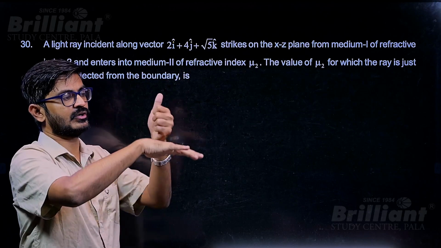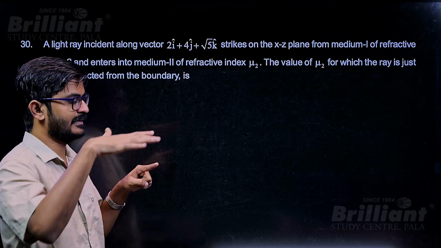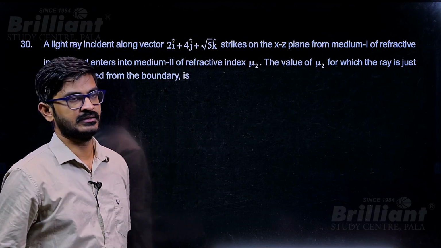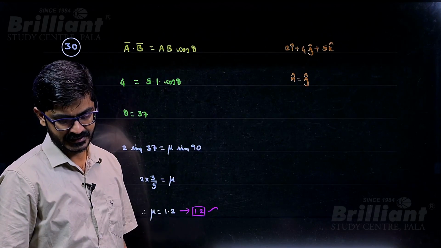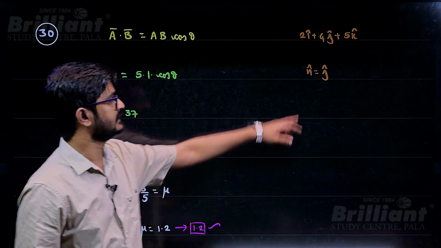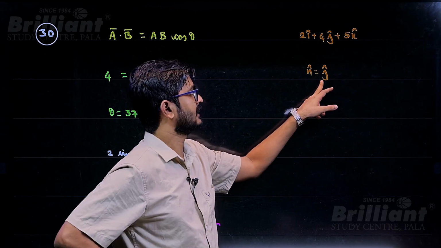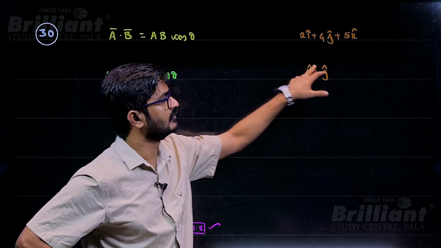So the ray is hitting, and you know the normal. So basically you need to find the angle between the incident ray and the normal. Now how to find the angle between the incident ray and the normal? This is the incident ray. This is the normal direction. You need to find the angle between them. So I will go with the dot product.